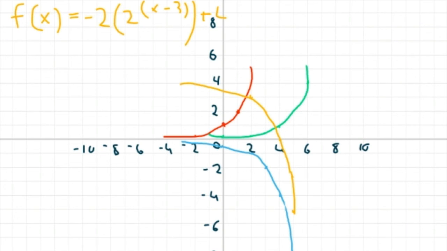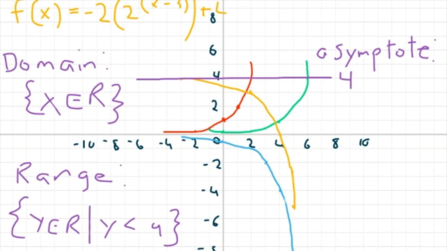As you can see, the asymptote of this graph is y equals 4, the domain is x is any real number, and the range is y is less than 4.